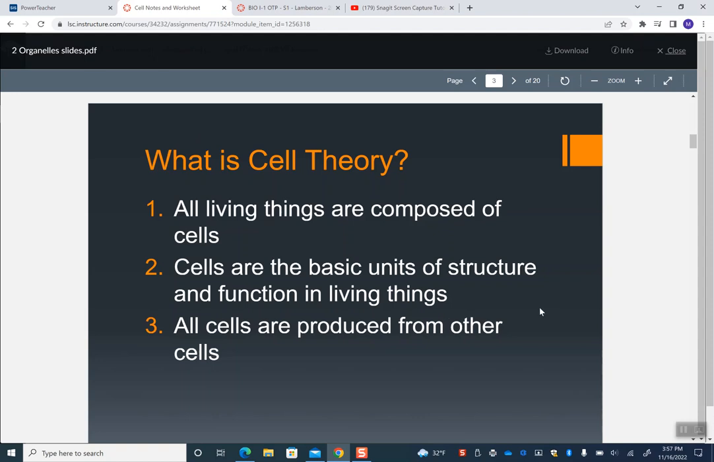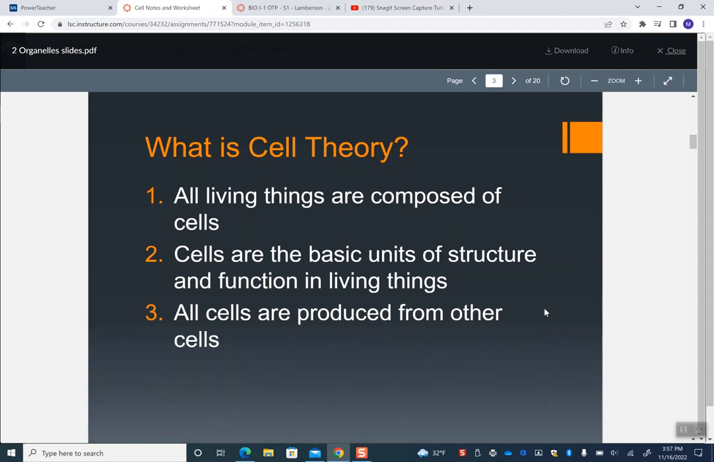With cells, we have cell theory right here, and there's 3 important points to cell theory. You will need to know these 3, so do make sure you know and understand these 3 points to cell theory. The first one is that all living things are composed of cells. So that's easy because we already knew that from our characteristics of life at the beginning of the year. If it has cells, it is alive. If it does not have cells, it is not alive.